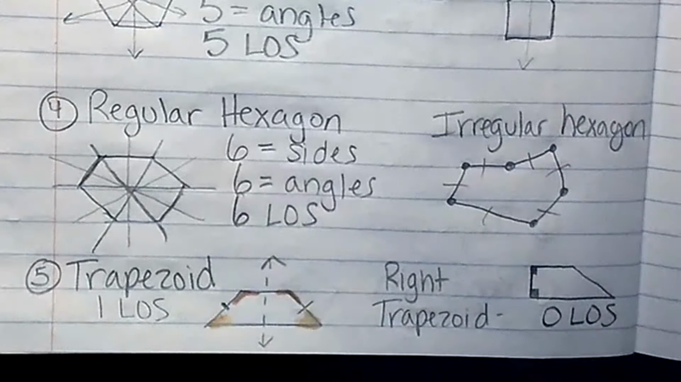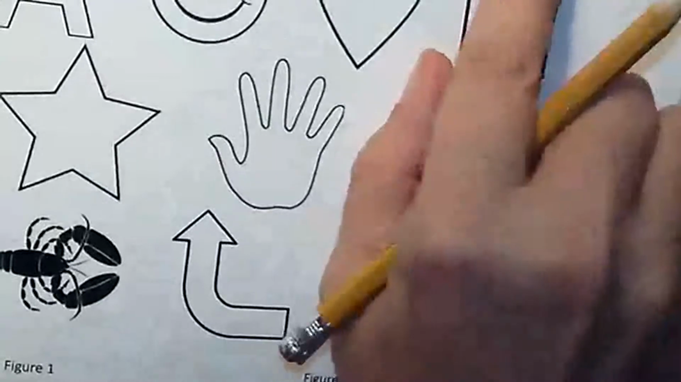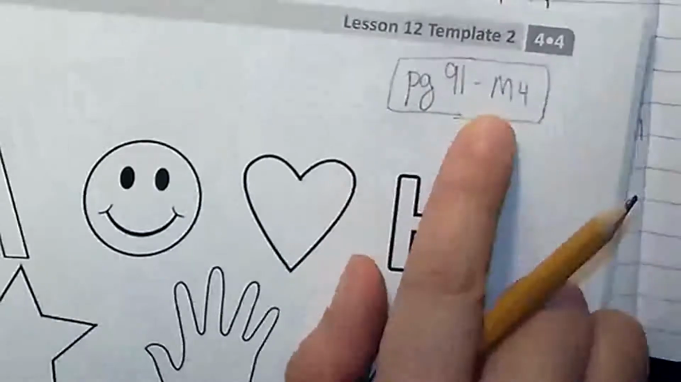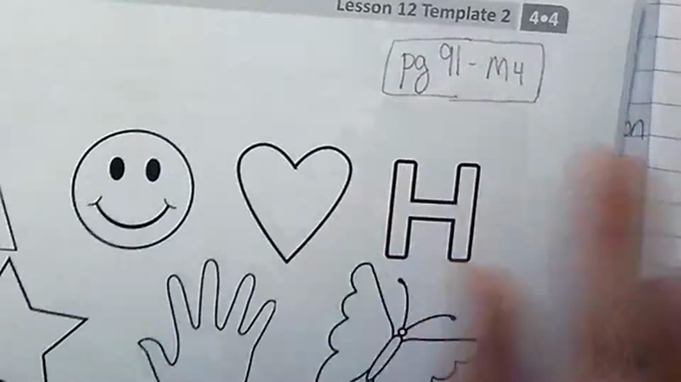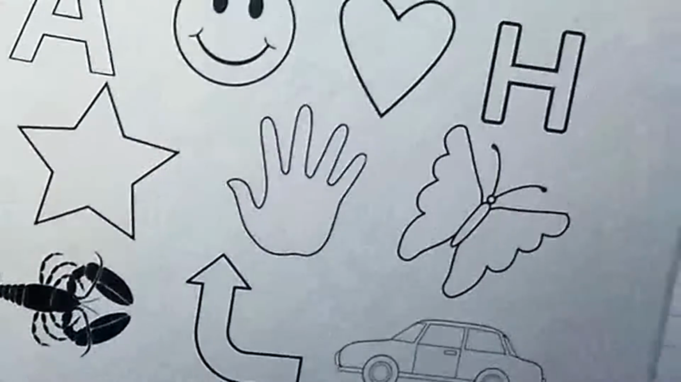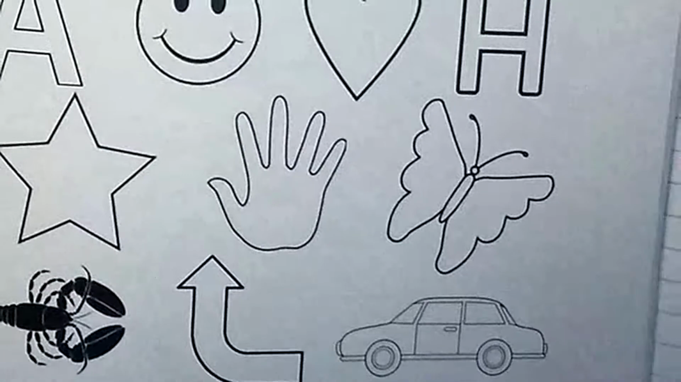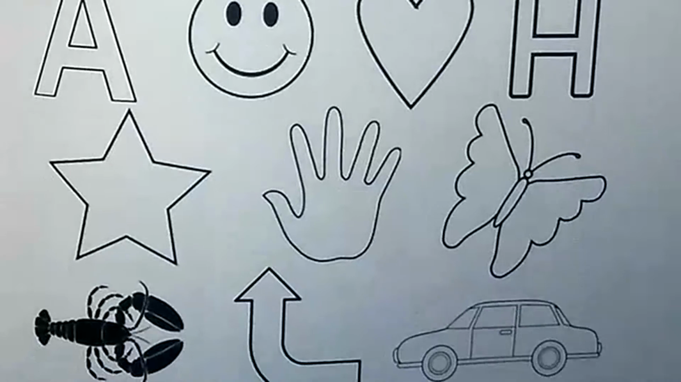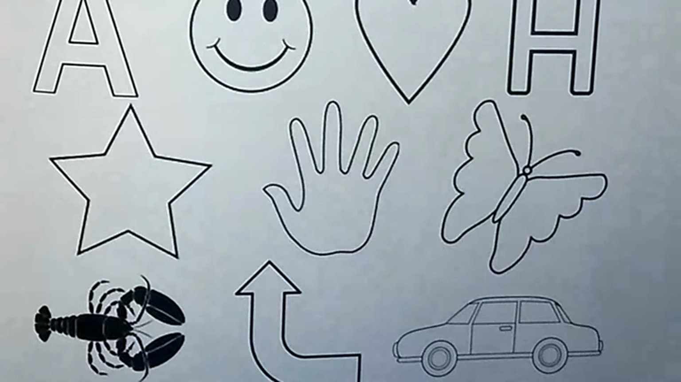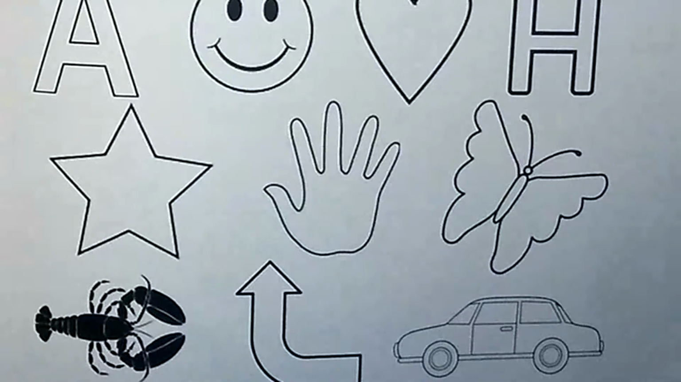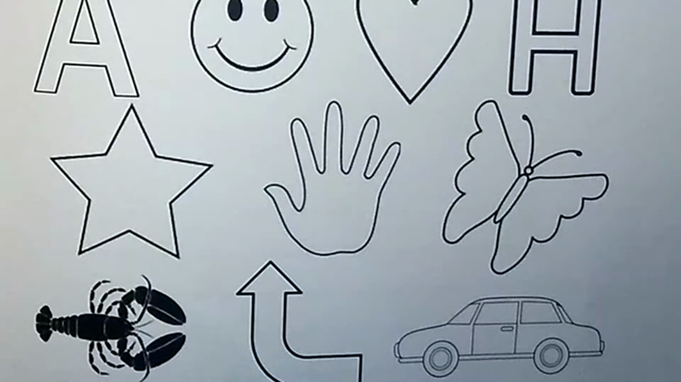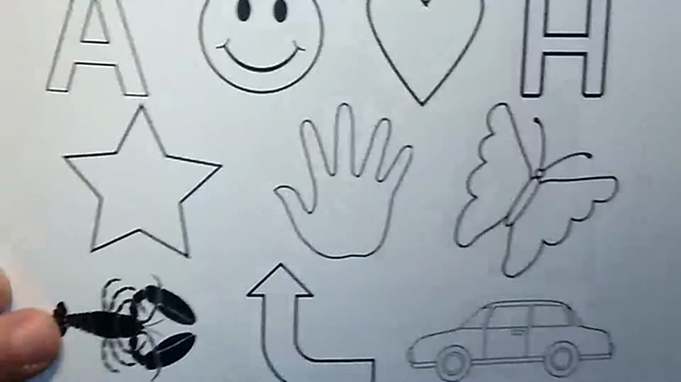All right. I want you to turn in your green book. We're in Module 4, page 91. You're going to see a whole bunch of shapes. And our goal is to identify the lines of symmetry in these shapes. So please turn to page 91 and get started on identifying your lines of symmetry.